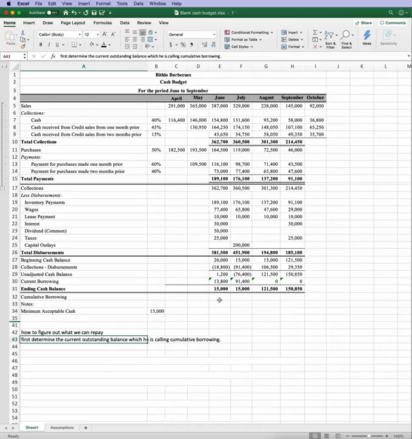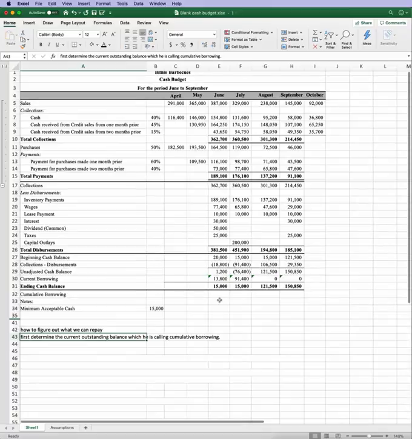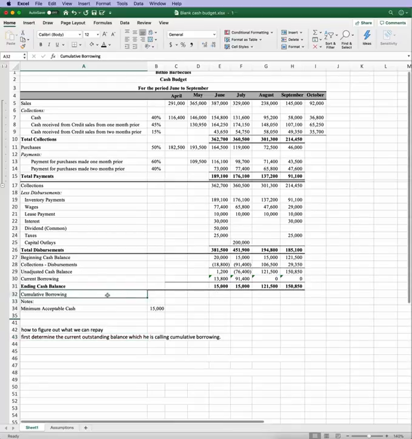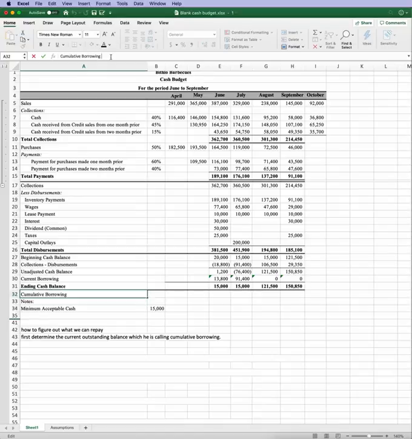Now, it's easy enough to see in this short, 4-month budget, but you can see how it might become complicated. So the first thing we need to do is figure out the total balance on the loan, and he's got this line. It's called cumulative borrowing, but I like to call it outstanding loan balance, right? Because this is the total amount that we still owe.